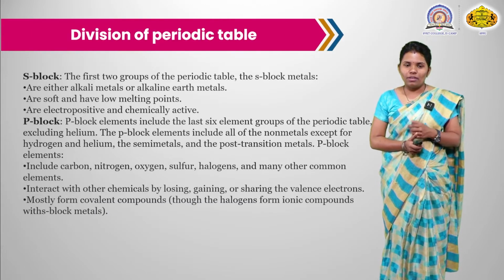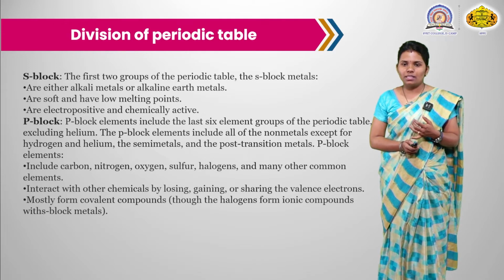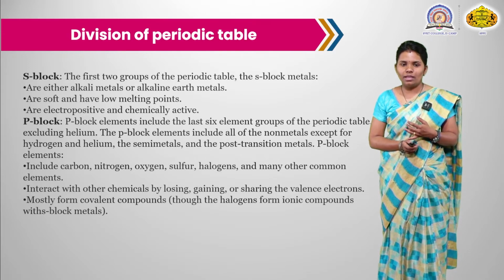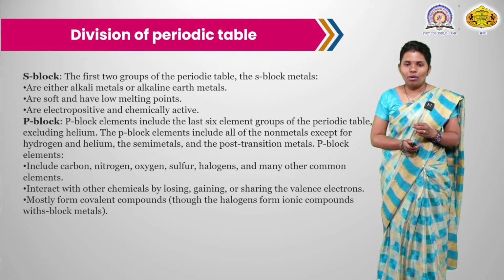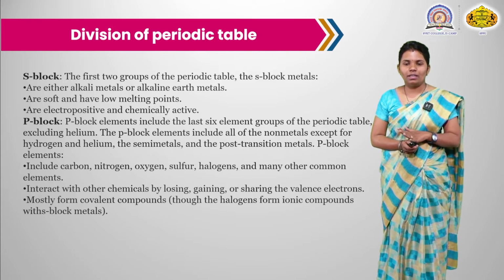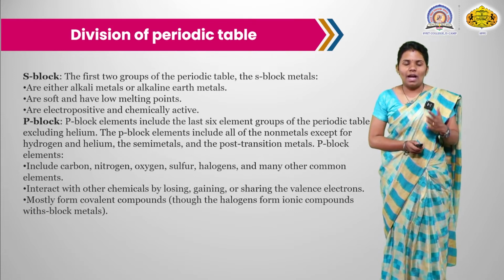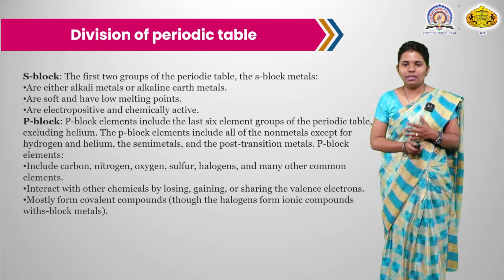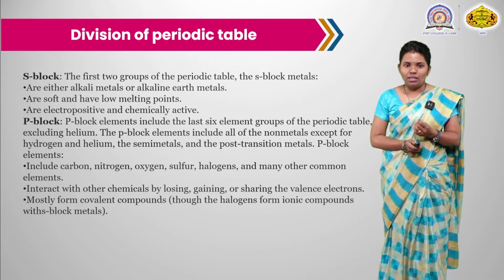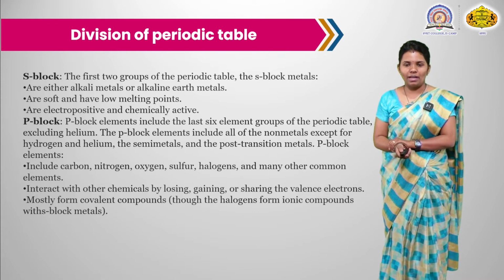The P block consists of the last 6 groups of the periodic table, excluding helium. The P block elements include all of the non-metals except hydrogen and helium, the semi-metals and the post-transition metals. The P block elements are carbon, nitrogen, oxygen, sulfur, and the halogens.